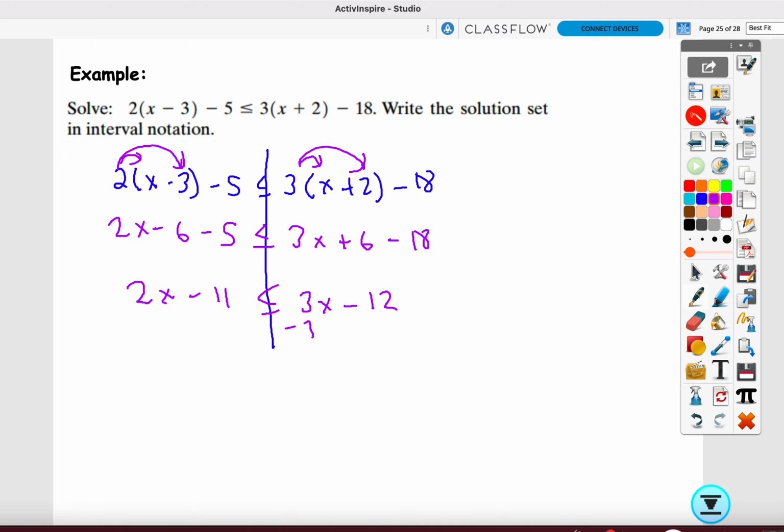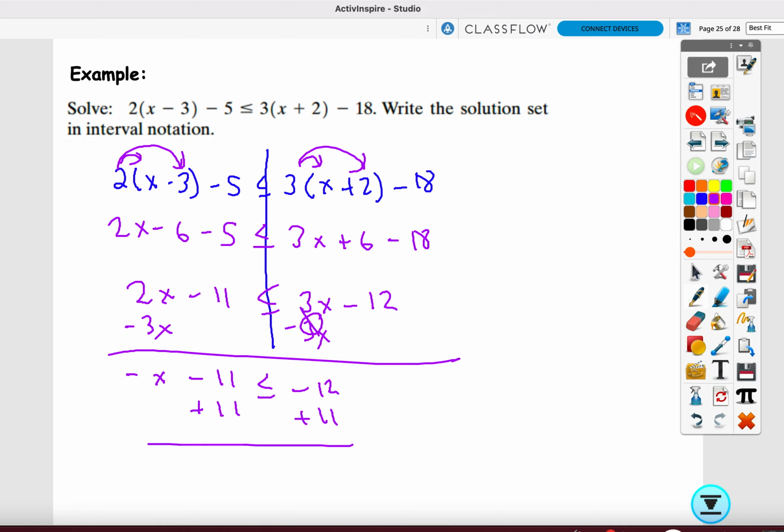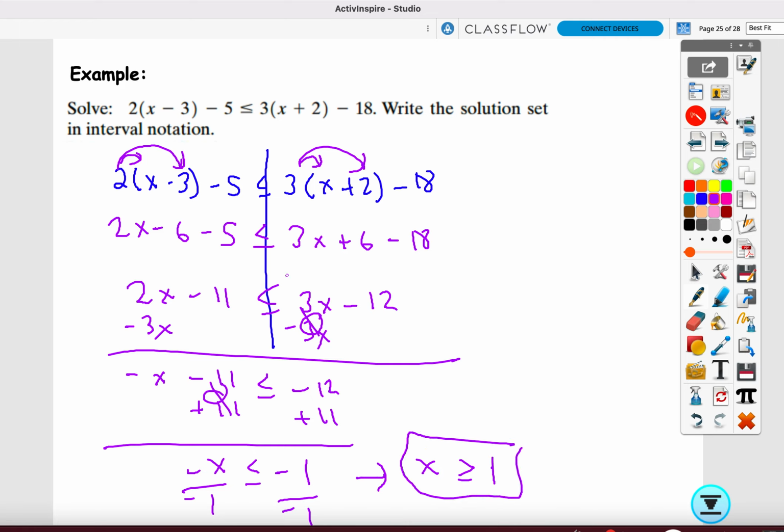We're going to subtract 3x on both sides. So then we get negative x minus 11 less than or equal to negative 12. I'm going to add 11 on both sides. So we get negative x is less than or equal to negative 1. Divide both sides by negative 1, so the sign flips. We get positive x is now greater than or equal to positive 1. And we're done with the solution set.